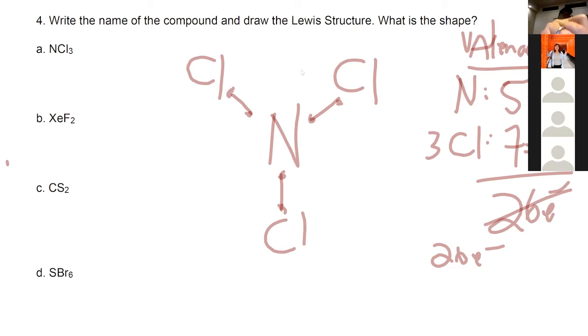So we go 1, 2, 3, 4, 5, 6. 1, 2, 3, 4, 5, 6. 1, 2, 3, 4, 5, 6. That's 18, and I have 2 left over. So where do they go? So it's a lone pair on top of nitrogen. Yeah. So if there's any left, you put them in the middle.